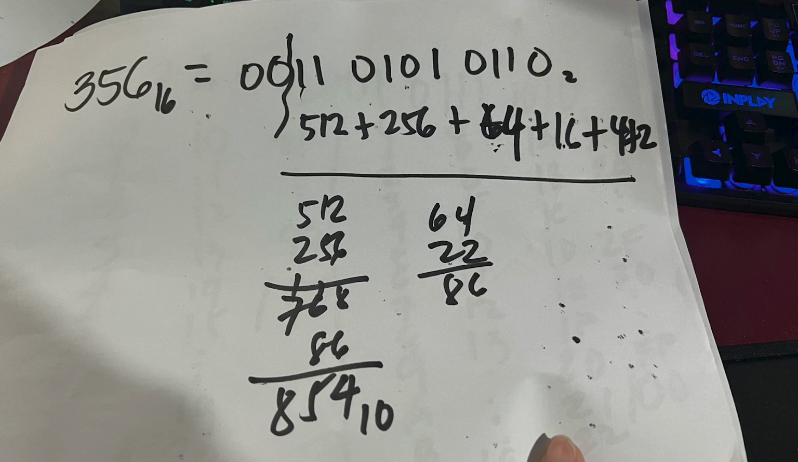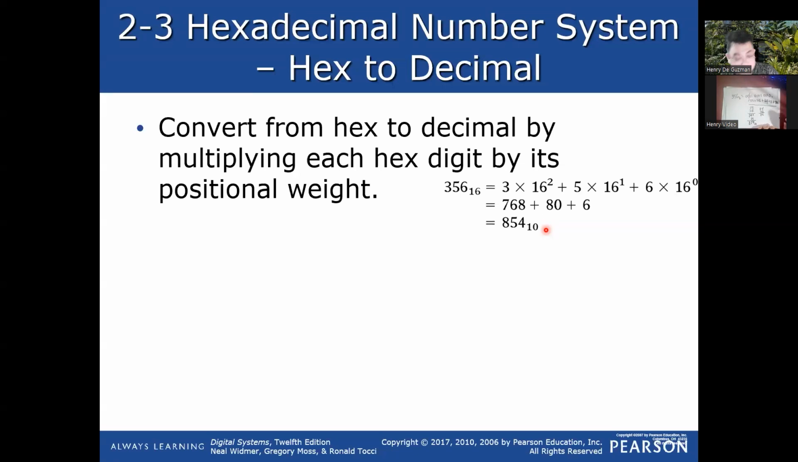And then, tingnan natin kung tama dun sa kanina. Yan, so 854 talaga, base 10. Yung una, mali, akala ko base 10 yun. Base 16 pala. Okay, so let's continue.